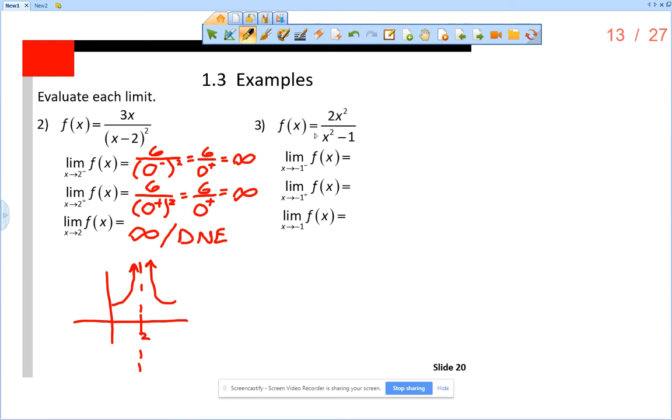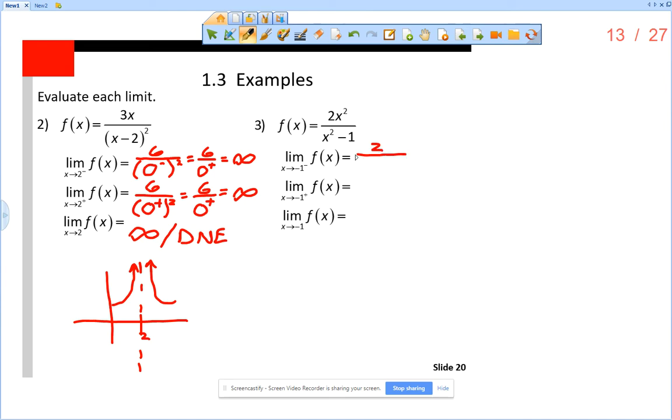All right, let's go over to this next example. f of x equals 2x squared over x squared minus 1. So the limit as x approaches negative 1 from the left of f of x, and the limit as x approaches negative 1 from the right of f of x. What is the number to the left of negative 1? How about like negative 1.1? If I plug in negative 1 to the numerator, 2 times negative 1 squared, that's still going to be approaching 2 no matter how you cut it.